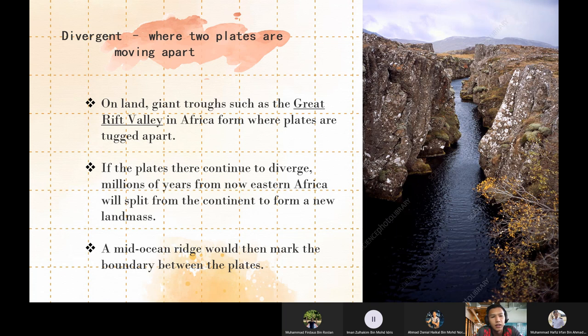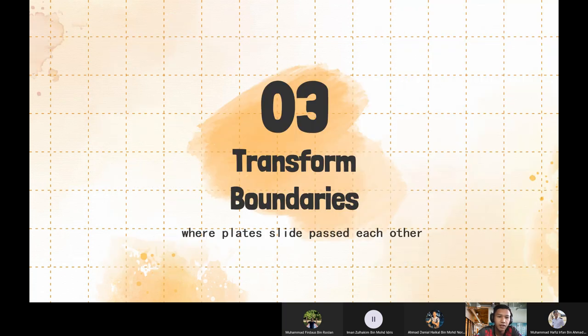Some of that is on land, giant rifts such as the Great Rift Valley in Africa, where plates are being pulled apart. If the plates there continue to diverge, millions of years from now, Eastern Africa will split from the continent to form a new landmass. A mid-ocean ridge will then mark the boundary between the plates.